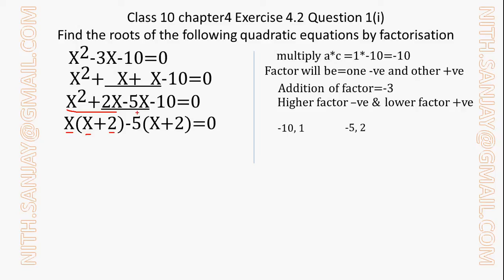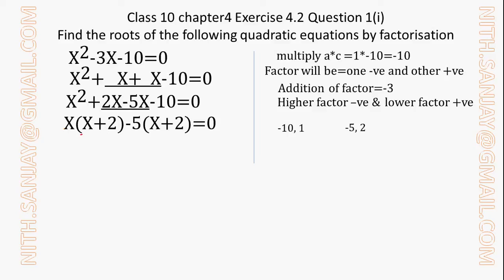From these last two terms, I will take minus 5 as common, so I will be left with x plus 2, because if I remove minus 5 from minus 5x, I will be left with positive x, and if I remove minus 5 from minus 10, I will be left with positive 2. Right? So next I will take x plus 2 common from both of these terms.